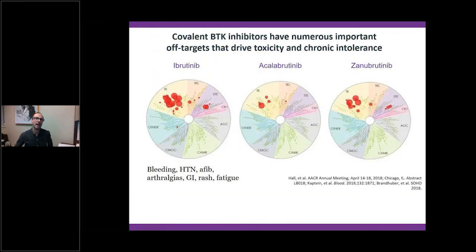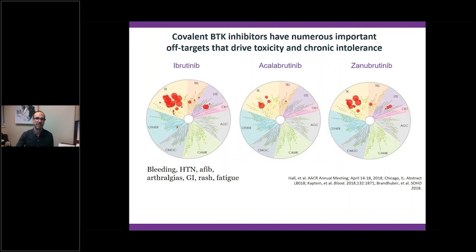Very quickly, there are other BTK inhibitors beyond ibrutinib. So here what I'm showing is ibrutinib, acalabrutinib, and zanubrutinib. And what these graphs are showing are the different molecules that they block. So you can see how ibrutinib blocks BTK, but as a side effect, it blocks a whole bunch of other of those molecules that I showed you downstream of the cell membrane, and that leads to the toxicity.